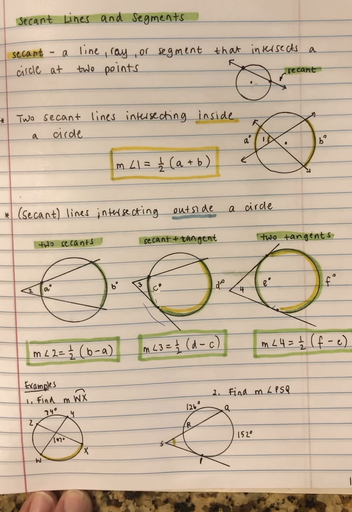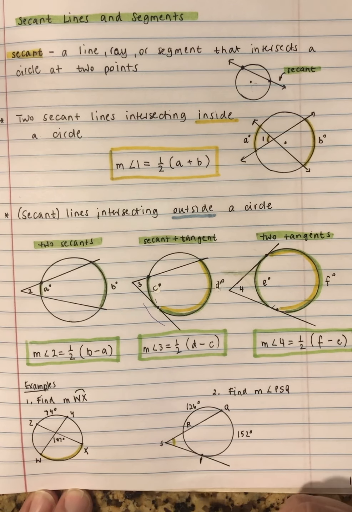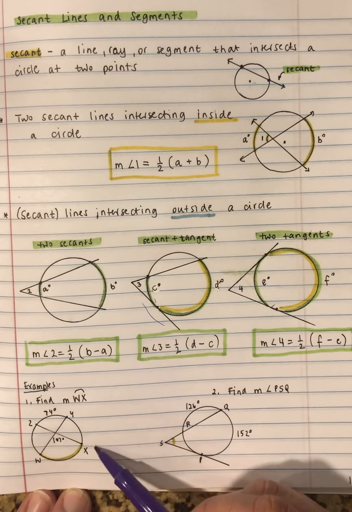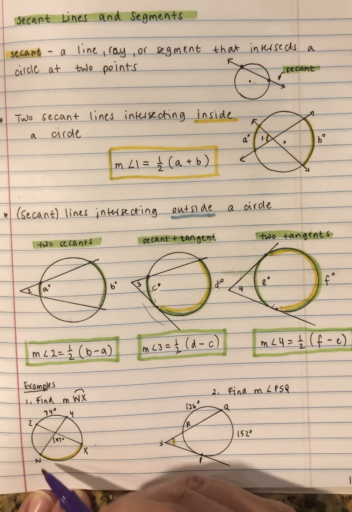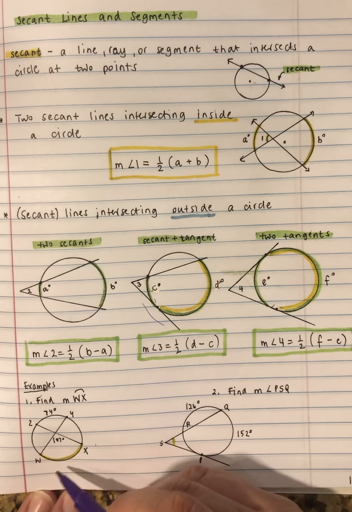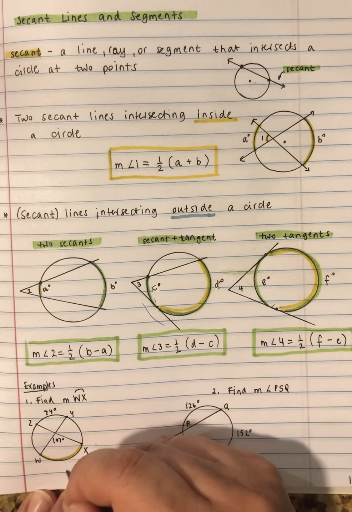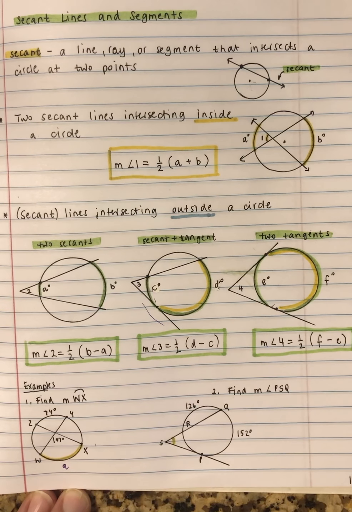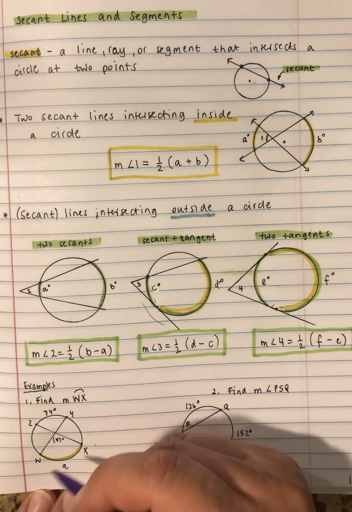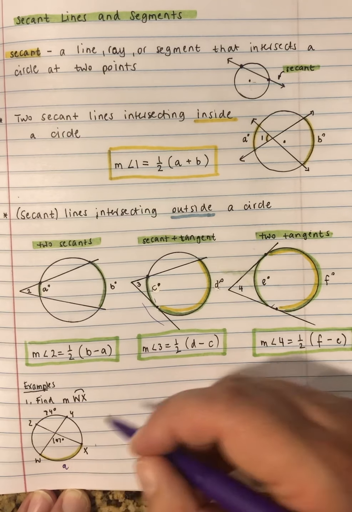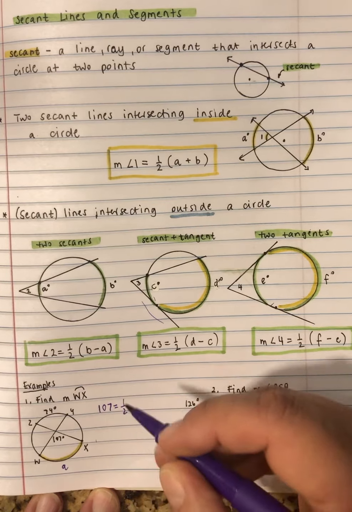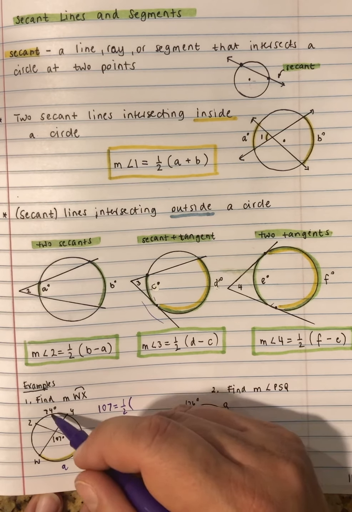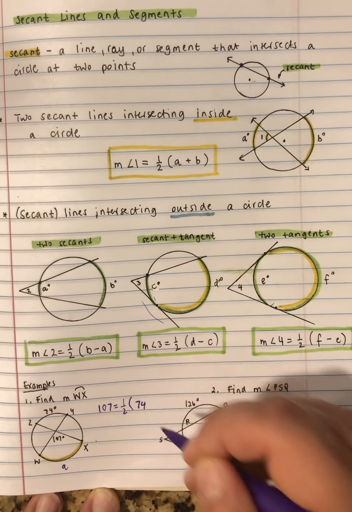So here we have two examples. In example one, we have two lines that intersect inside the circle, so we know we are going to use the sum. We have to find this measure of arc WX. I'm going to call it A, so we have some variable for it. We know that this angle on the inside, which is 107, has to equal 1/2 of the sum of these two arcs.